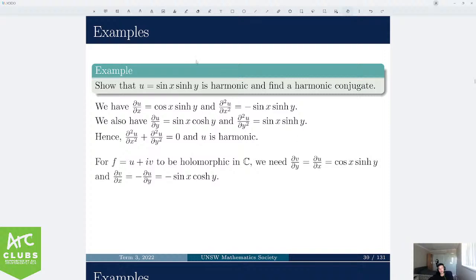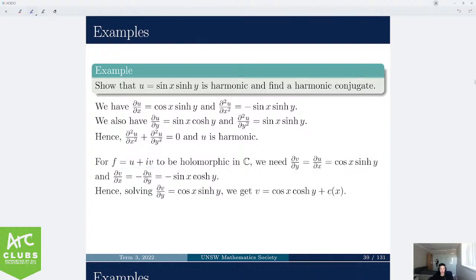Now, for finding the harmonic conjugate, we want f equals u plus iv to be holomorphic. And for f to be holomorphic, we need the Cauchy-Riemann equations to be true. Now, solving the first differential equation, we get v equals cos x cos y plus c of x. Since we were integrating with respect to y, our constant function can also be a function of x.